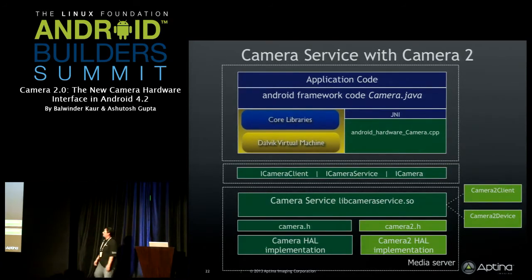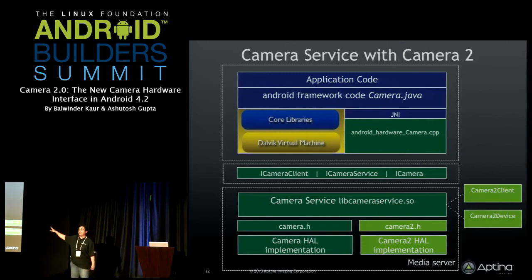What we have here is that the libcameraservice can now talk to two different interfaces, camera.h and camera2.h. And a given device can have implementations of camera.h or camera2.h. Now there are some glue classes that were added, which are Camera2Client and Camera2Device, which basically enable this libcameraservice to talk both to camera.h and camera2.h.